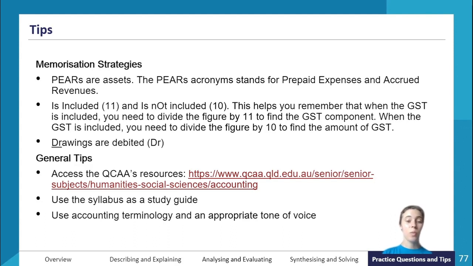So some general tips as well. I did not make use of the QCAA's resources until very late on in the piece. So I recommend that you go to the QCAA website and access what's available to you. You've got example assignments, past exam papers for the externals, different reports that are done for the subject each year that are predominantly aimed at teachers to give feedback on things like how they make the assignments and write the questions, but they can provide some great insights for you as well.